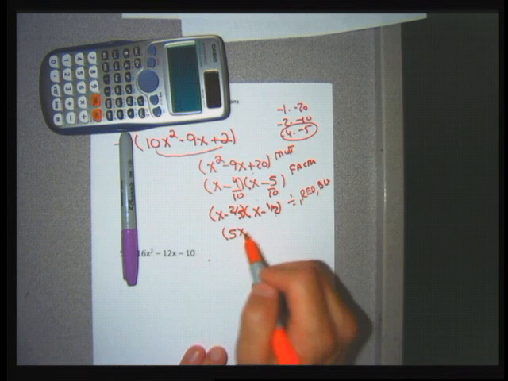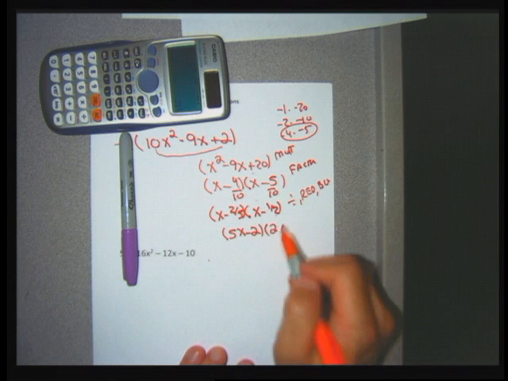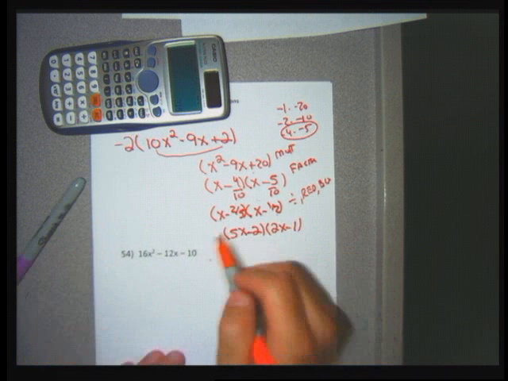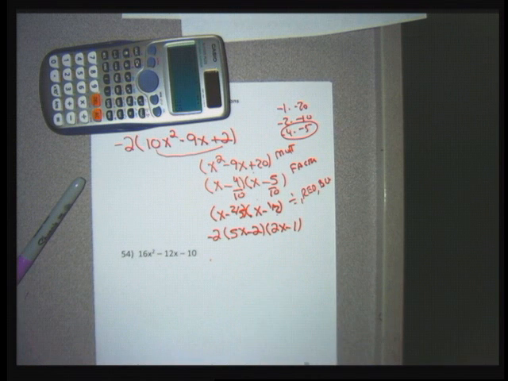Then bottoms up, 5x minus 2. Bottoms up, 2x minus 1. Take that common factor in there, and that should be my answer. So go ahead and check that.